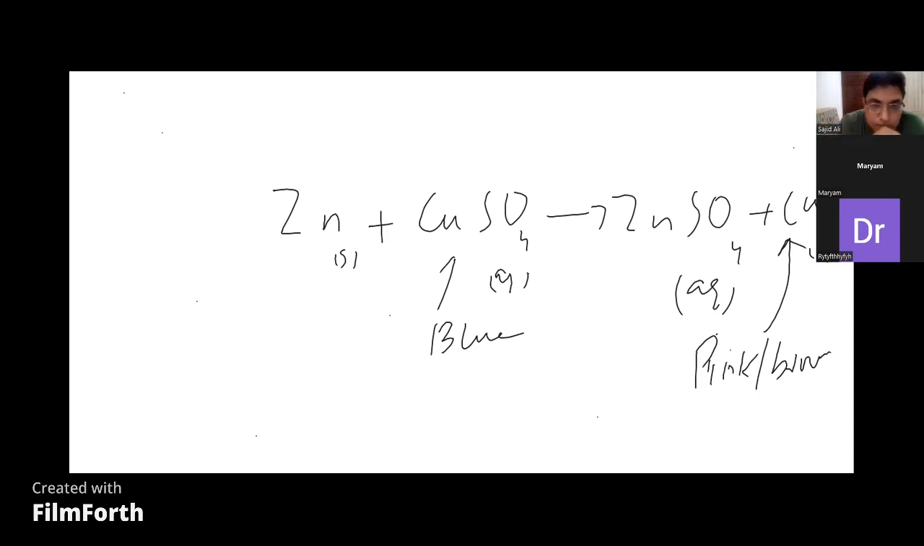Now, the charge on zinc over here is zero because it is in uncombined state. It hasn't combined; it is in free state. Before this reaction, in the compound copper 2 sulfate, copper has plus 2 oxidation state.